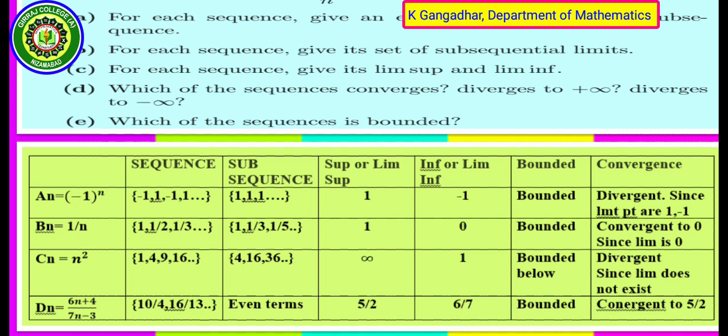Of these two, 5 by 2 is the maximum value and 6 by 7 is the minimum value. So the supremum of the sequence is 5 by 2 and the infimum of the sequence is 6 by 7. So the sequence has both supremum and infimum. So we say that it is a bounded sequence. Therefore the sequence converges to its limit value. The limit value is 6 by 7.